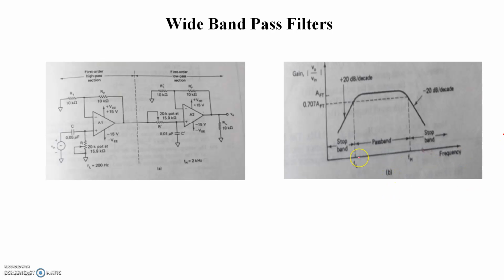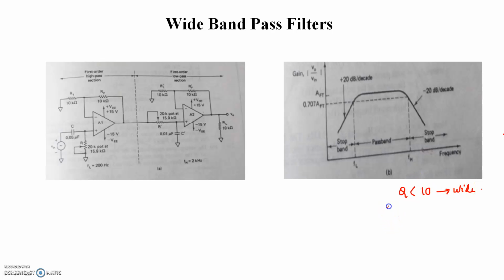If the quality factor Q is less than 10, we can say that it is a wide bandpass filter. Otherwise, it is a narrow bandpass filter. For Q greater than 10, it is a narrow bandpass filter.